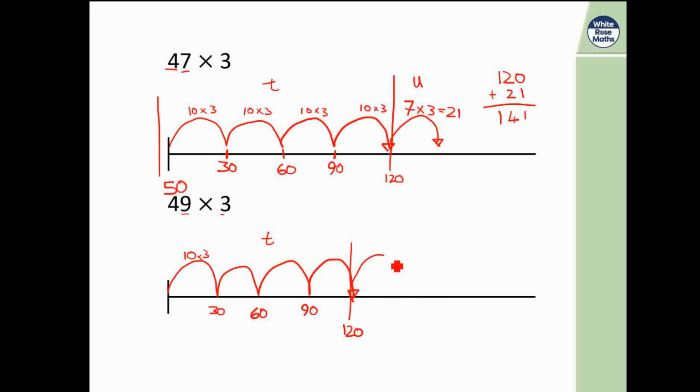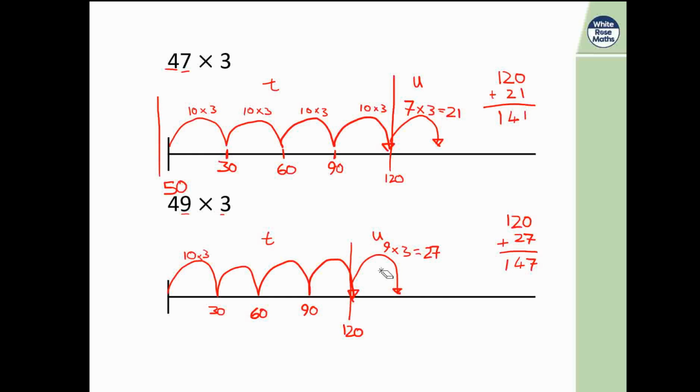So this one is the units, which is 9 times 3. What is 9 times 3? What does that give us? 9 times table. Remember 9 times 3? 27, right? It is 27, okay? Because 10 times 3 would be 30, so it's just 3 less. And so we need to do here 120 plus 27. What does that give us? Good. Right, now there's another method of doing this.